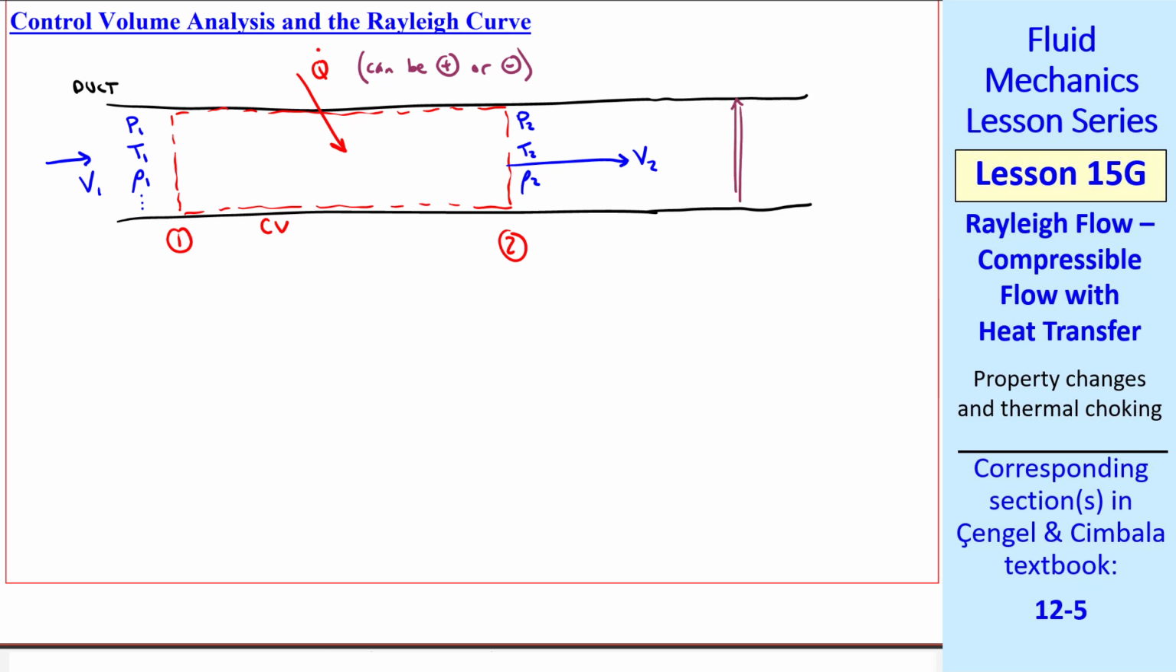We'll also define A as the cross-sectional area of the duct. This duct can be round or rectangular, it doesn't matter. A is the cross-sectional area, which is constant, so we don't need a subscript 1 or 2.